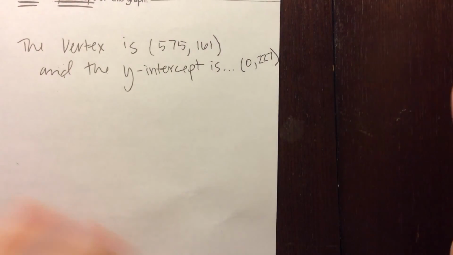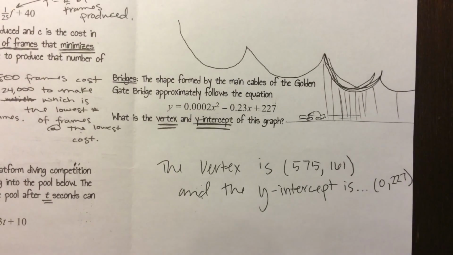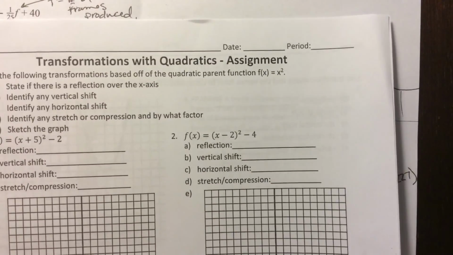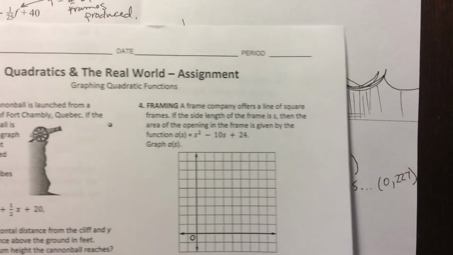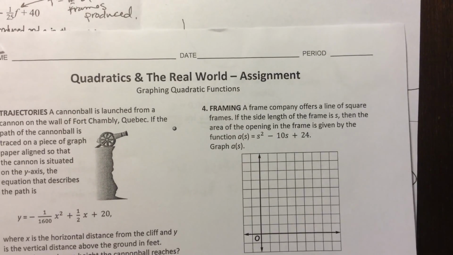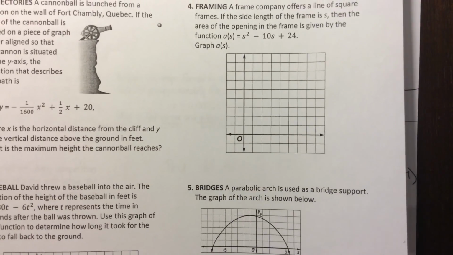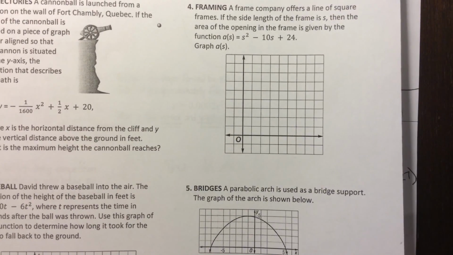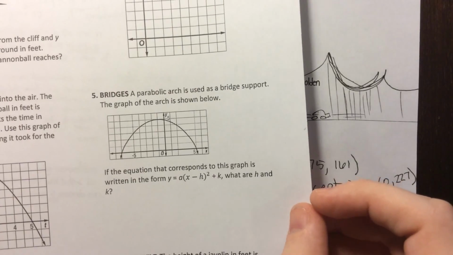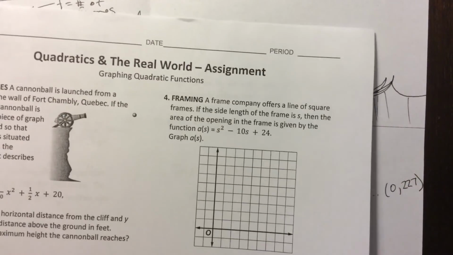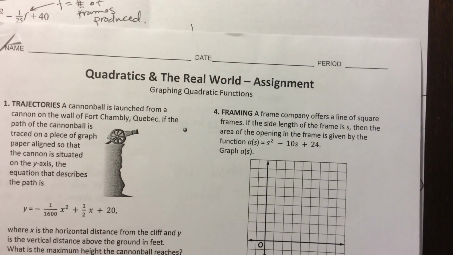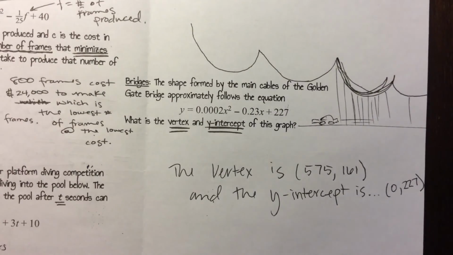Okay. That's all the word problems for today. Have fun working on your assignment, that transformations with quadratics assignment that you hopefully got yesterday. This is what it looks like. That second page is quadratics in the real world. So number 1, 2, 3, 4, 5, and 6 are all just applying stuff to the real world. Okay. If you have questions, ask. Have fun.